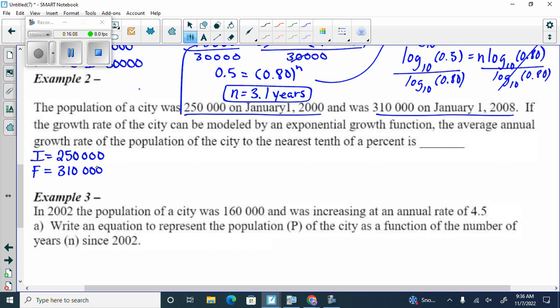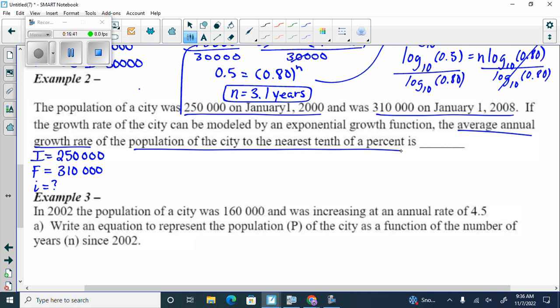If the growth of the city can be modeled by an exponential growth function, what is the average annual growth rate, what are they making me find? Little i. Of the population of the city to the nearest 0.1%. Okay, I'm missing n. What's n? 8. And it's because they did January 1st both times, right? If they did July 1st or something like that, it'd be 8.5. You have to watch yourself on what dates they give.